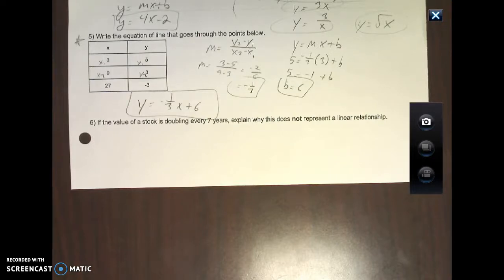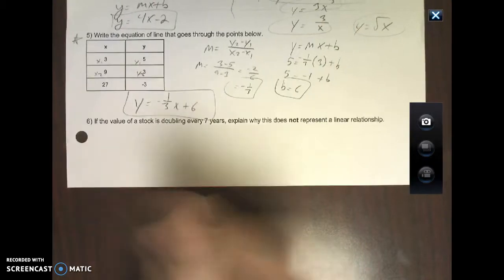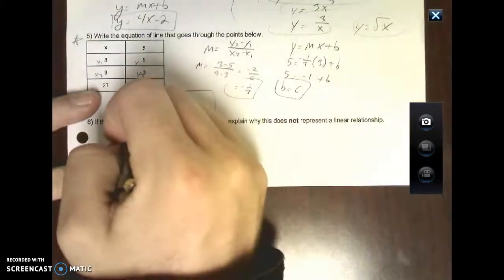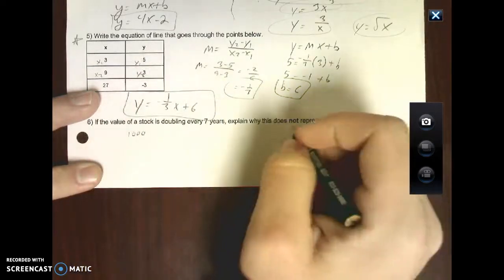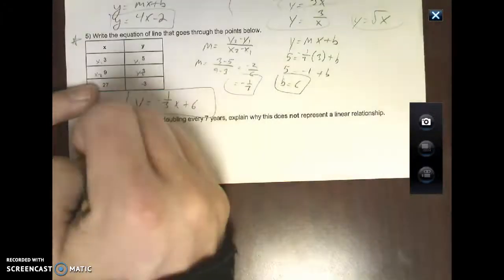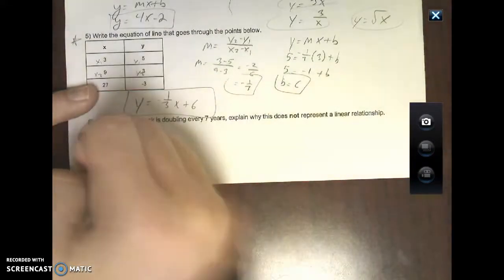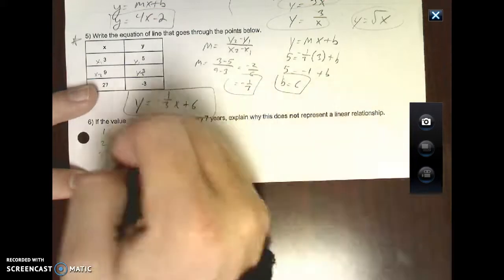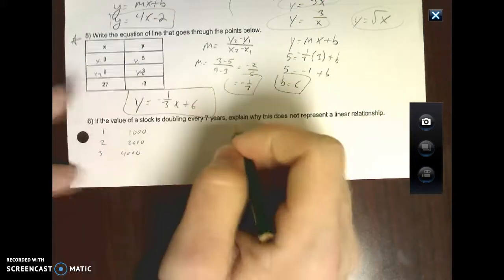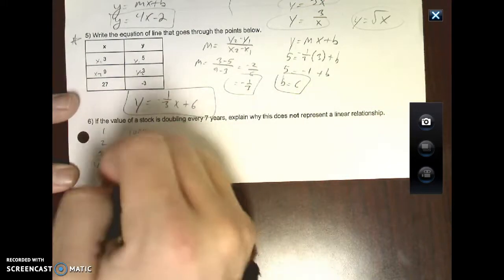So, number 6. If the value of a stock is doubling every 7 years, explain why it does not represent a linear relationship. Alright, think of it this way. Let's say your stock is worth $1,000. Okay. So in year 1 it's worth $1,000. In year 2 it's worth $2,000. Doubles, right? In year 3 it's worth, what's doubling 2,000? 4,000. This would be a sweet stock to own, by the way. Year 4 would be 8,000.